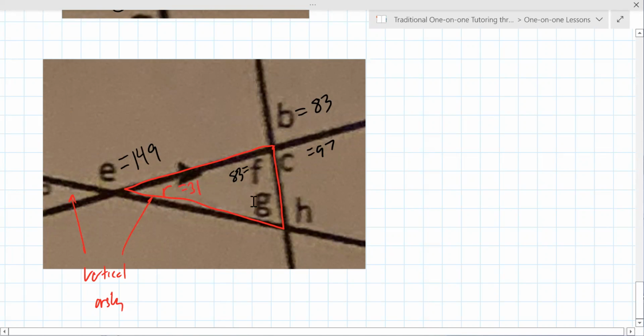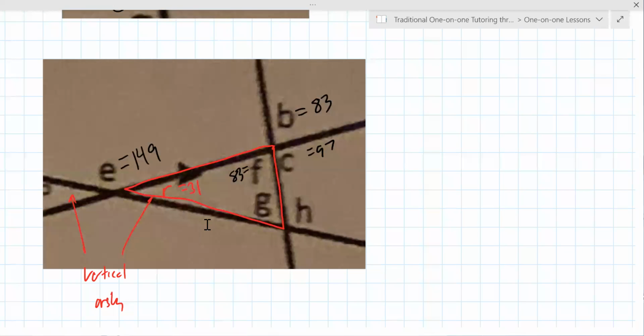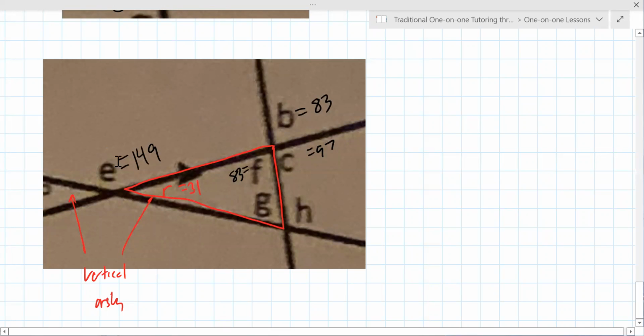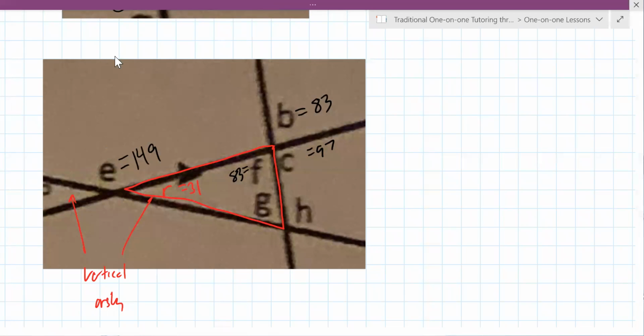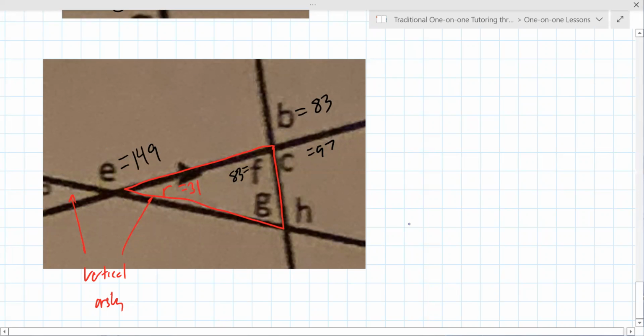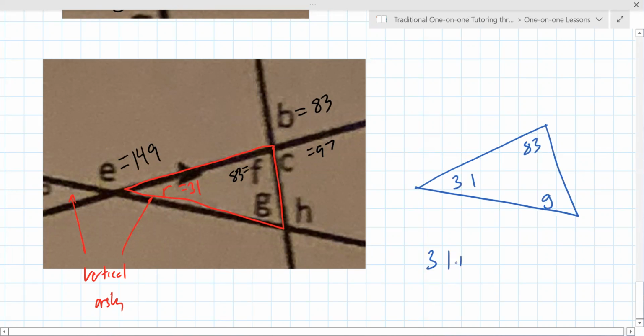And this is a little awkward because you haven't done this yet, but the sum of the angles in a triangle adds up to 180. The three angles in the triangle. Let me draw that off to the side here. You've got an example like ABC, but in this case it would be EFG: 31, 83, and G. These have to add up to 180.